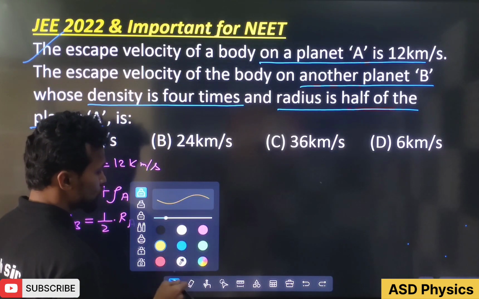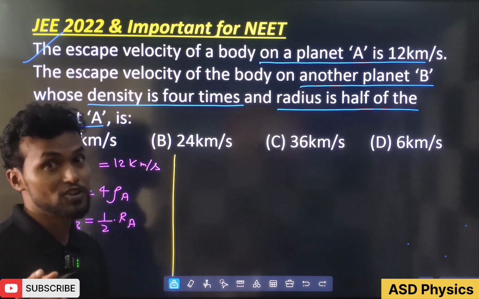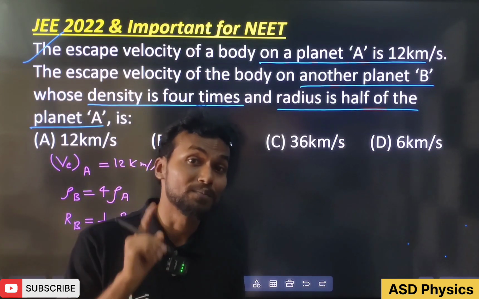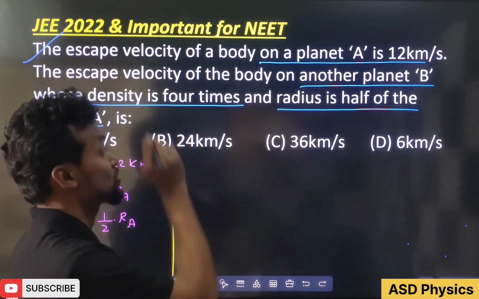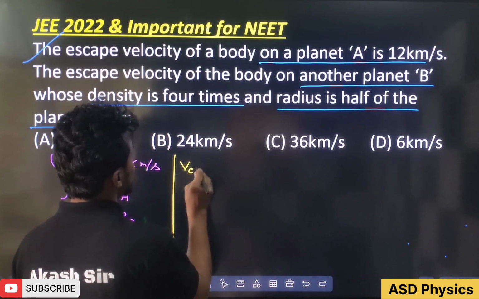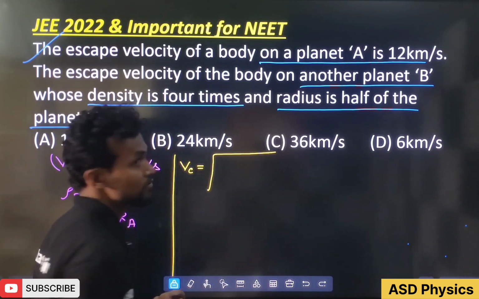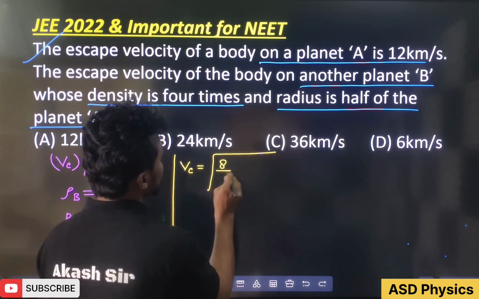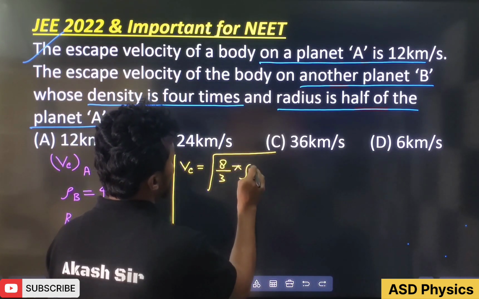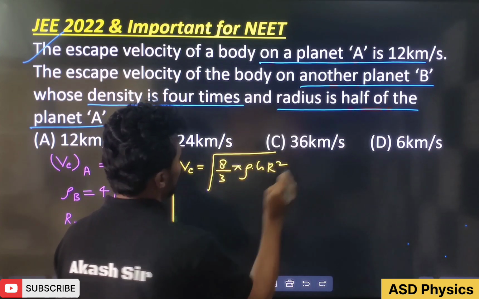Okay. So what we have to do again, students? We have to write the escape velocity formula. But this time in which form? We have to write it in density form, because in the question they are telling density. So this formula you have to remember here. Escape velocity equals square root of 8/3 pi rho G r square.